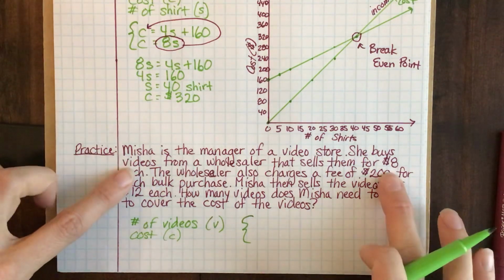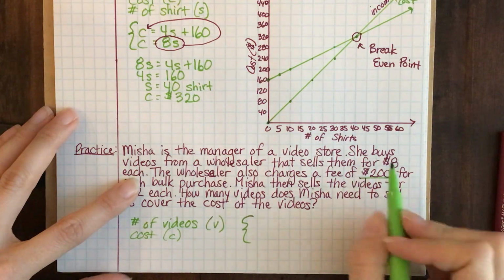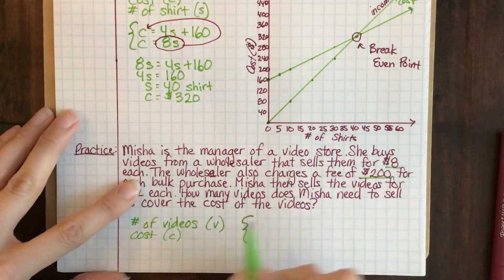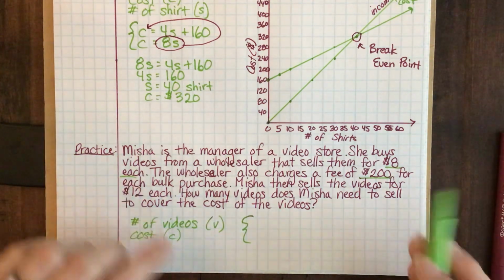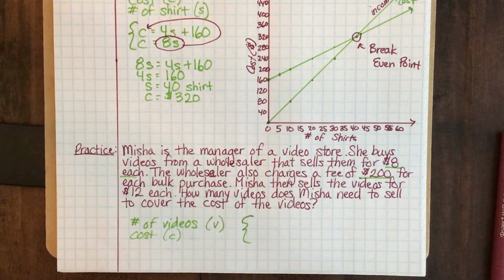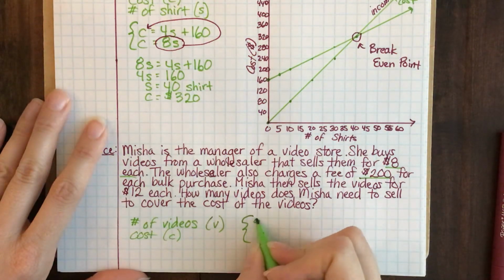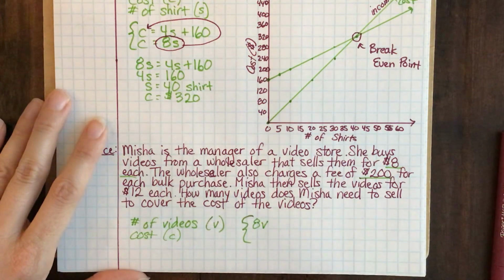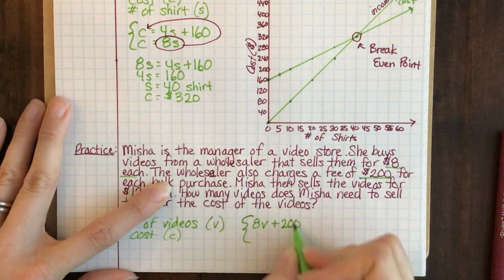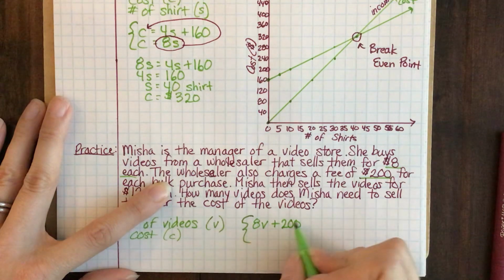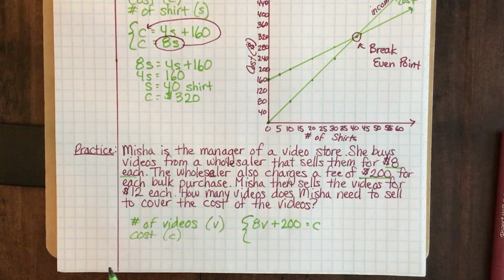First of all, let's take a look at the cost. It says that there's a one-time fee of $200 and the videos cost $8 each. Okay, that each thing tells us that this is the reoccurring amount. So it's going to be 8 times the number of videos that she buys, which is V. But we also have to consider that $200 fee. And all that together is going to be the cost of this.